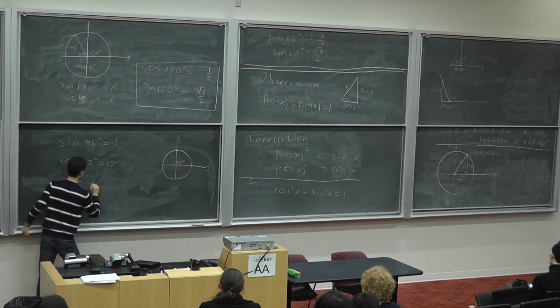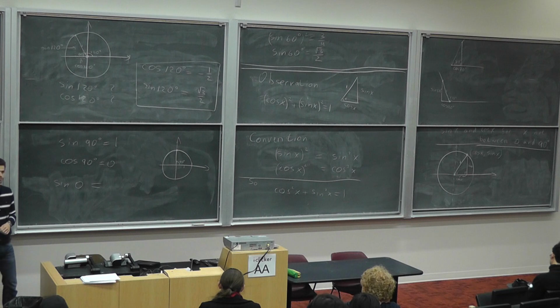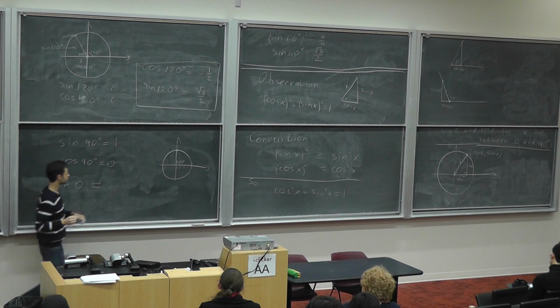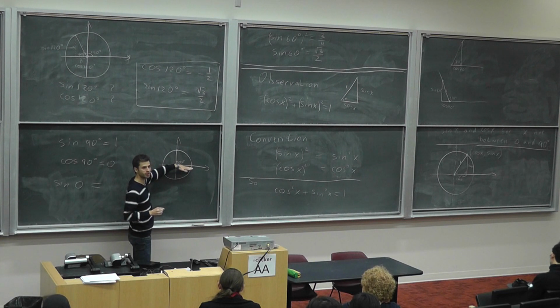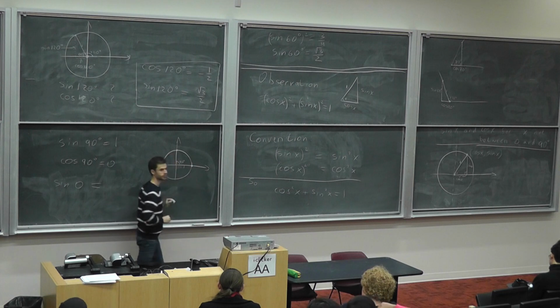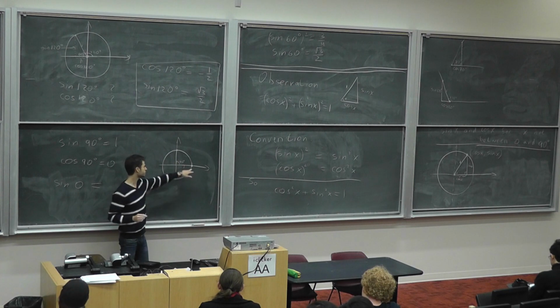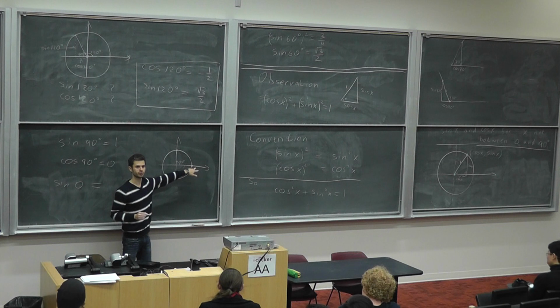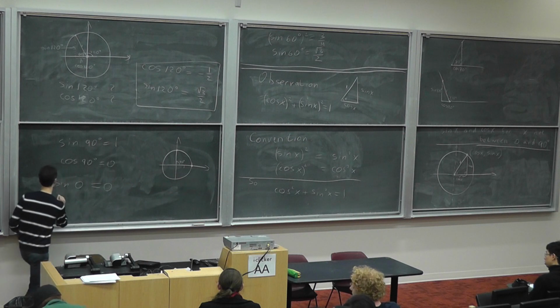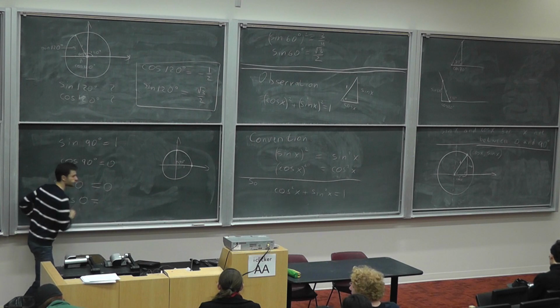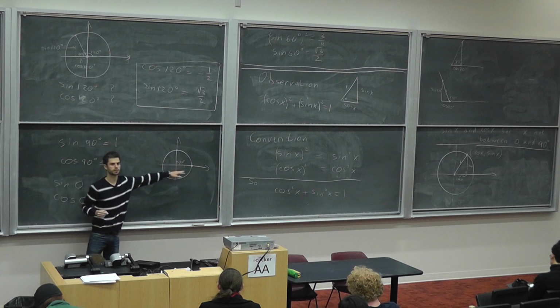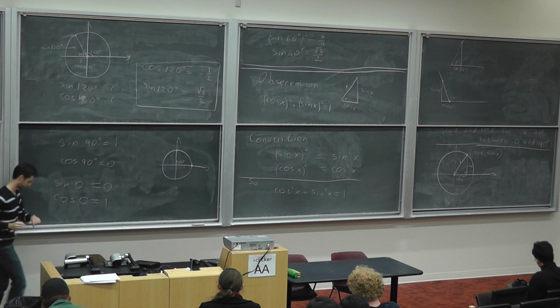Similarly, sine of 0. Okay, so 0 means 0 angle. It means I start with this direction and don't go anywhere. So I'm talking now about this point. So what is sine of 0? Sine is the y-coordinate. What is it? 0. Right. Cosine of 0 would be the x-coordinate. What is it? 1. Right.